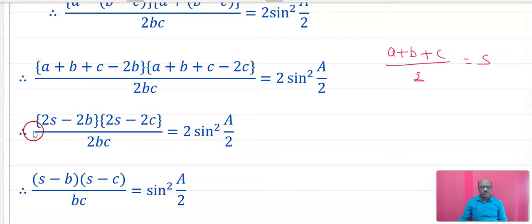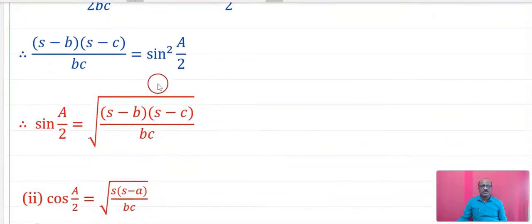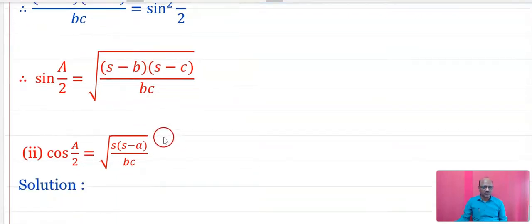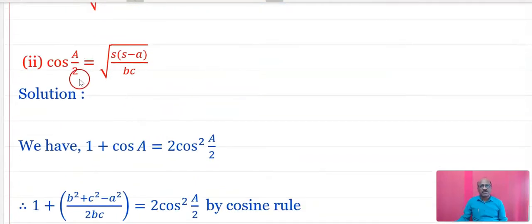Take 2 as common, 2 into 2, 4 upon 2, OK, and these 2 on this side get cancelled, and therefore you will get in first bracket s minus b into s minus c upon bc is equal to sin square A by 2. Taking the square root on both sides, you will get sin of A by 2 is equal to root of s minus b into s minus c upon bc.